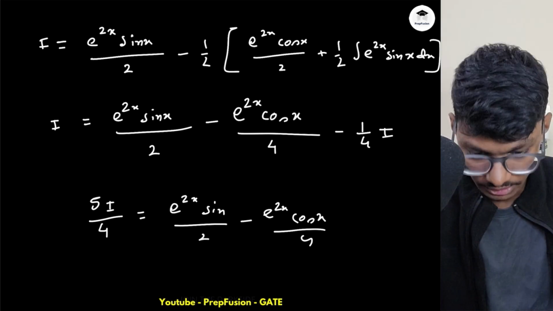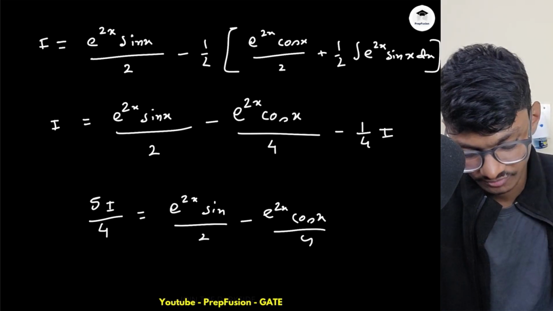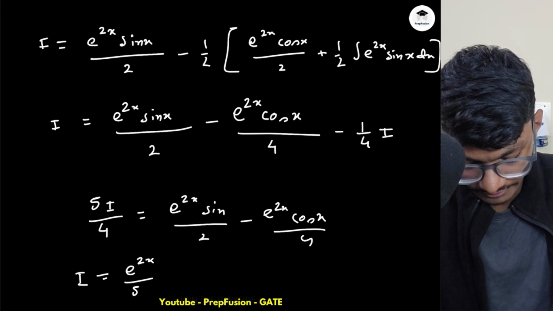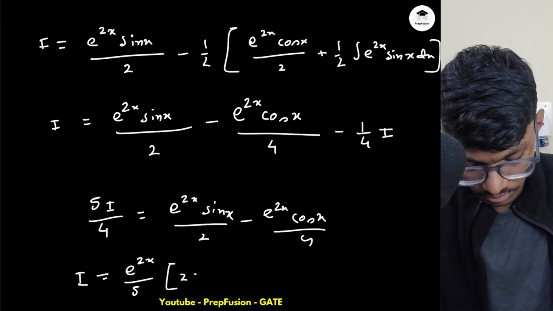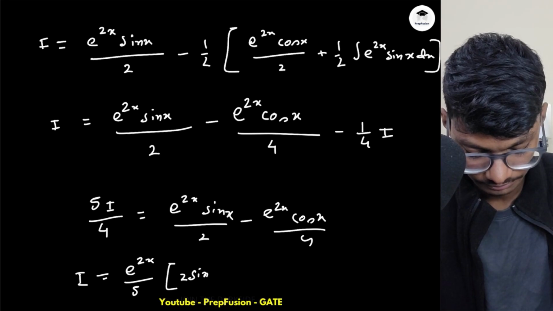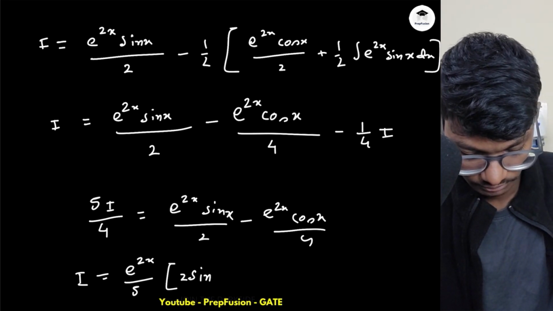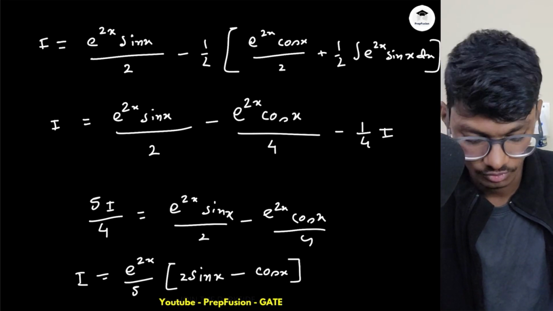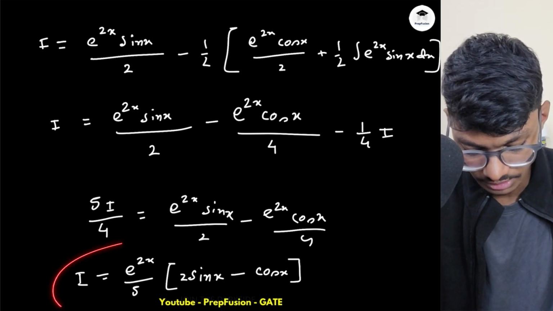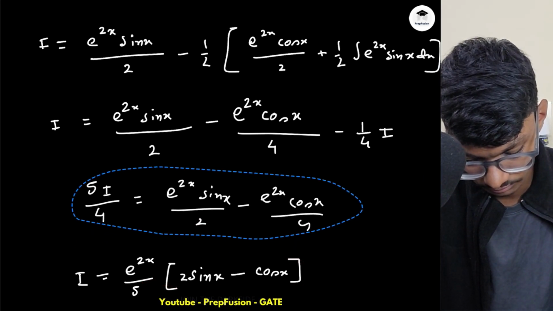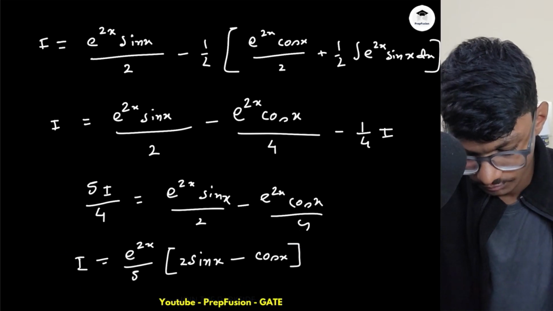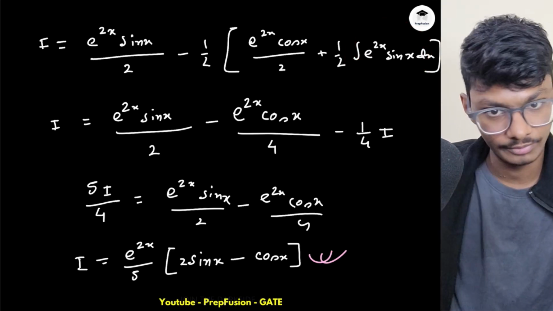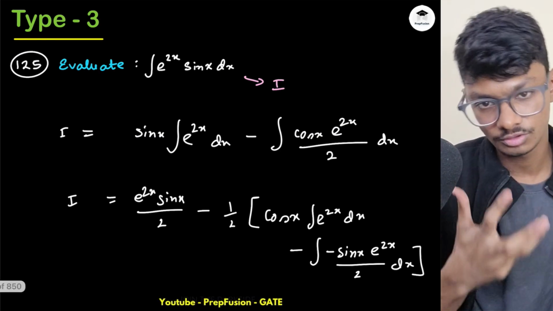I can take 2 common, or I can take 4 common also. So I will be equal to e raised to power 2x divided by 5, times 2 sin x minus cos x. Okay, this is what my I will be. So this is my answer. So that's what you do. You simply replace whatever you found out with I. Okay, because that was the question itself. So this is how you solve these types of questions.